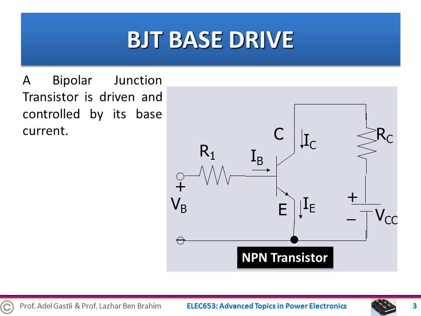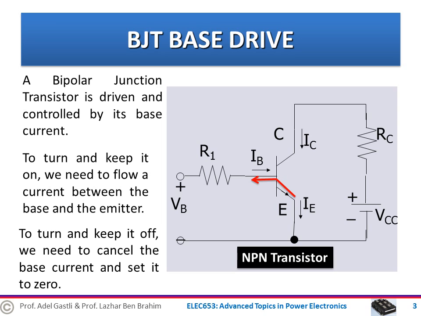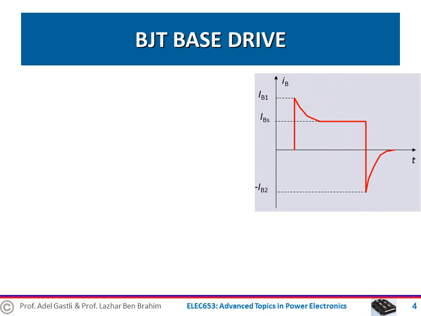Bipolar junction transistor BJT is driven and controlled by its base current. For an NPN transistor, to turn and keep it on, we need to flow a current between the base and emitter. To turn and keep it off, we need to cancel this base current and set it to 0. A typical base current waveform is shown in this figure.